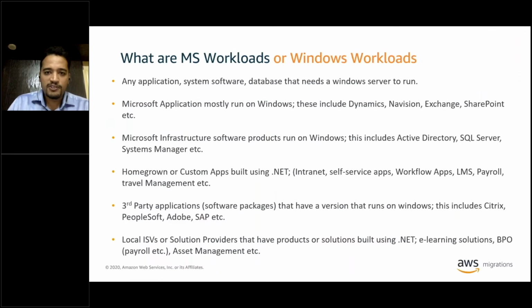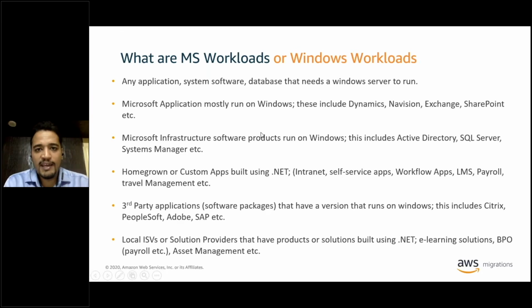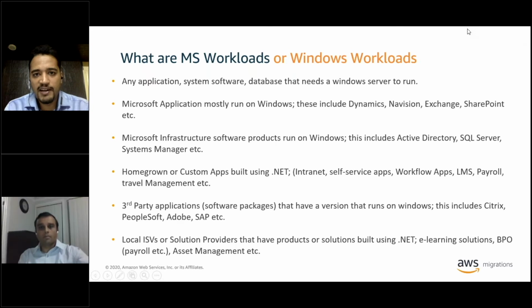So what are Microsoft workloads? This is a typical question that everybody asks in the market. Any application or any particular software which needs a Windows operating system to run on it is classified as a Microsoft workload. So it can be your Microsoft Dynamics CRM applications, it can be Navision, it can be Microsoft Exchange applications, it can be SharePoint, to name a few. It can be any custom built applications that people develop as well.